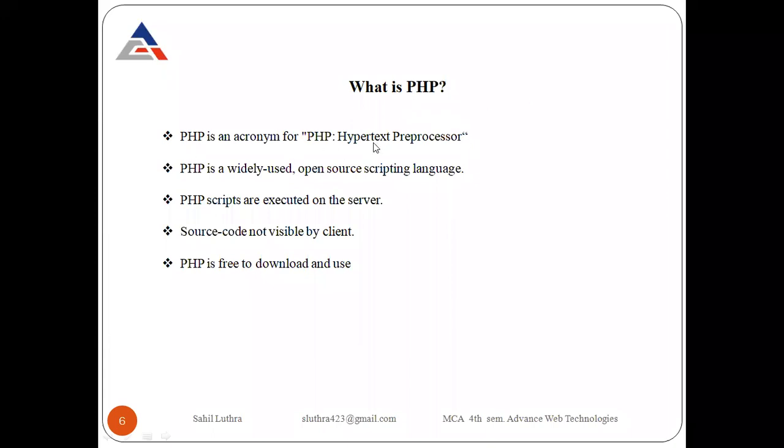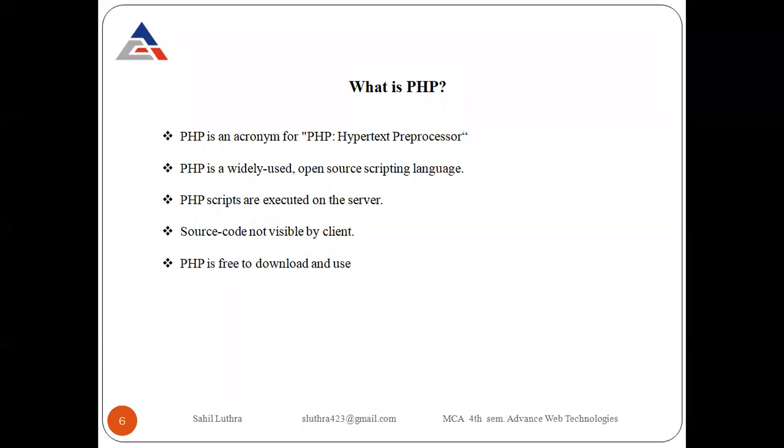What is PHP? What is the base of PHP? How could PHP become popular? The first thing is that PHP is an acronym for PHP Hypertext Preprocessor. PHP is a widely used open source scripting language. PHP stands for Hypertext Preprocessor, or its old or previous full form, its full name, is Personal Home Page. Now its name is Hypertext Preprocessor. It is a widely used open source scripting language.